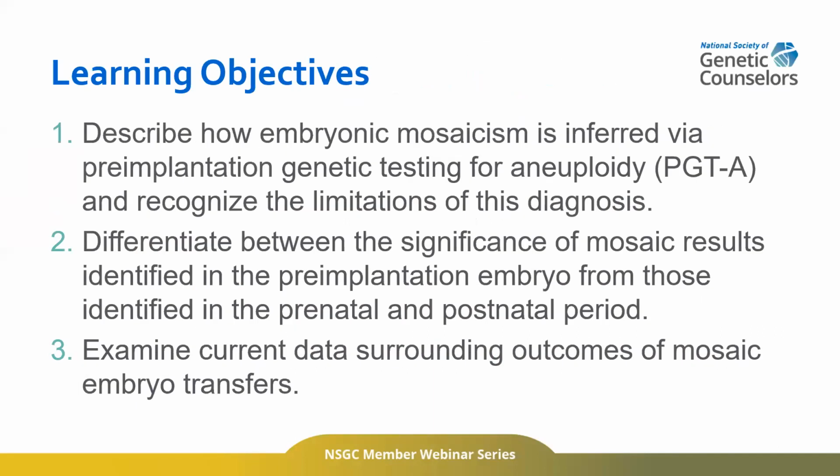Learning objectives for today's webinar are: describe how embryonic mosaicism is inferred via preimplantation genetic testing for aneuploidy, or PGT-A, and recognize the limitations of this diagnosis. Number 2 is differentiate between the significance of mosaic results identified in the preimplantation embryo from those identified in the prenatal and postnatal period. And number 3, examine current data surrounding outcomes of mosaic embryo transfers.